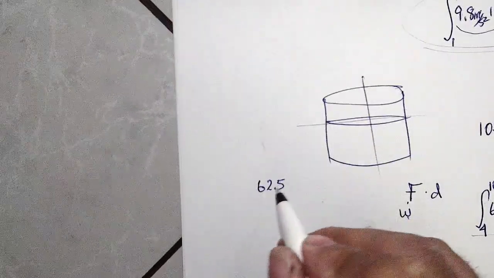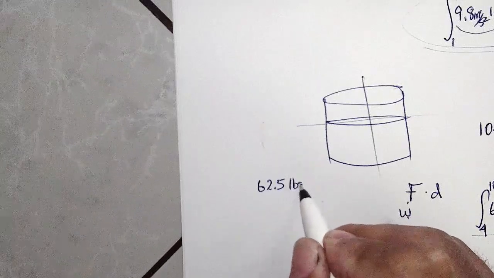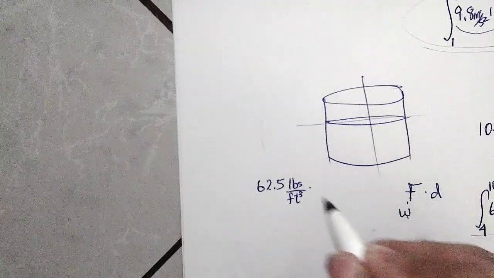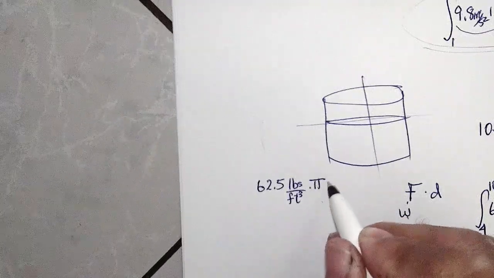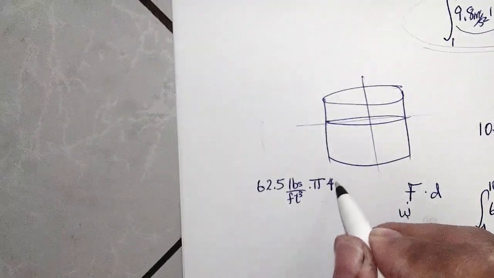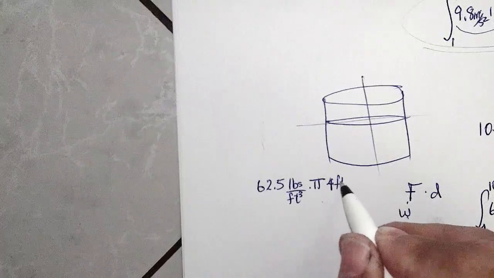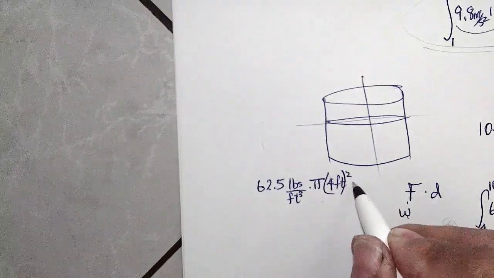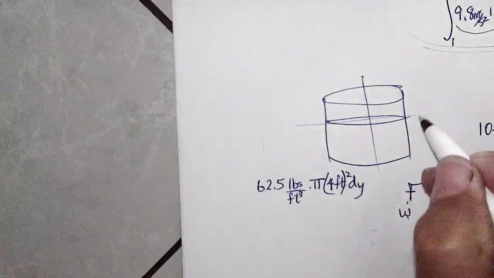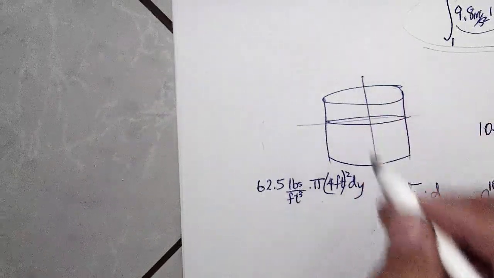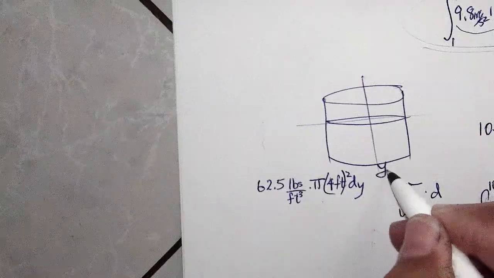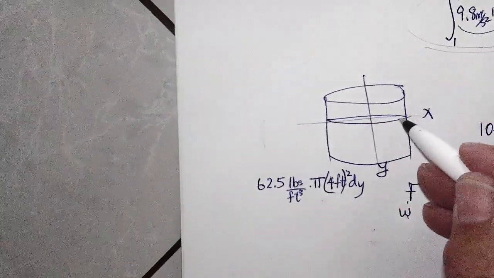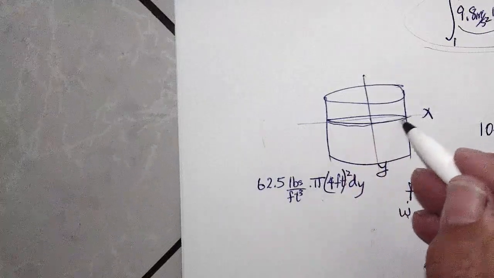62.5 pounds per cubic foot times the volume, pi r squared times the height, dy. I'm still leaving y here. I'll just put y positive there, x there. So the thickness of this slice is dy.